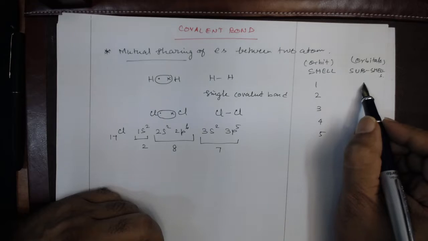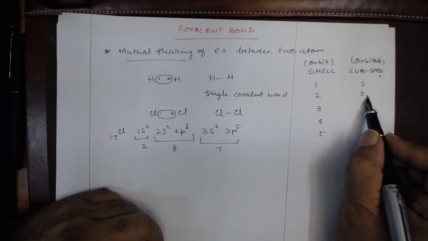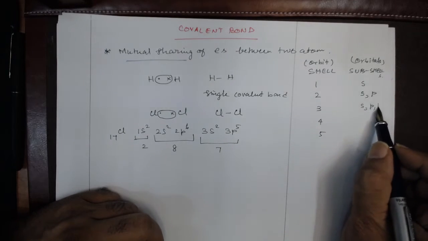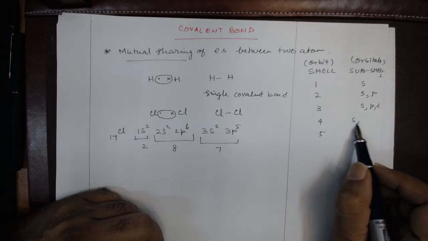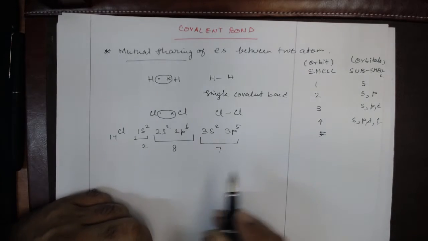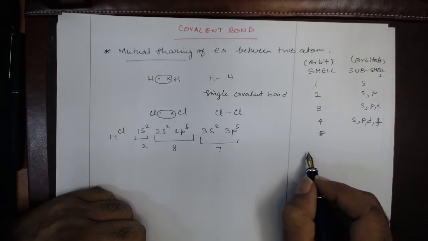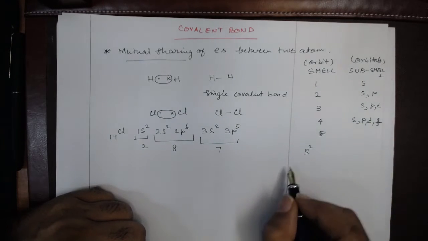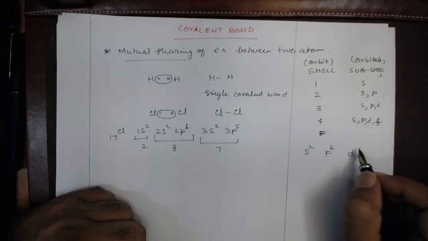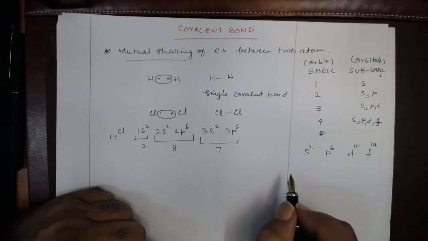So in the first shell you have s orbital, in the second shell you have s and p orbital, in the third shell you have s, p, d, in the fourth shell you have s, p, d, f, likewise. The s orbital can have maximum 2 electrons. P orbital can have maximum 6 electrons. D orbital can have maximum 10 electrons. F orbital can have maximum 14 electrons.